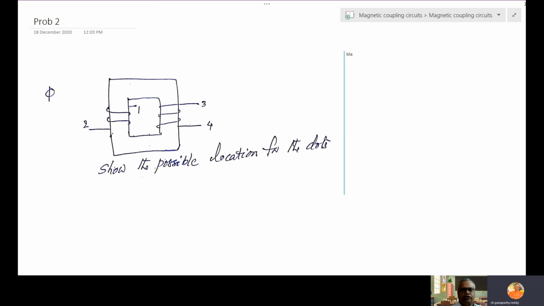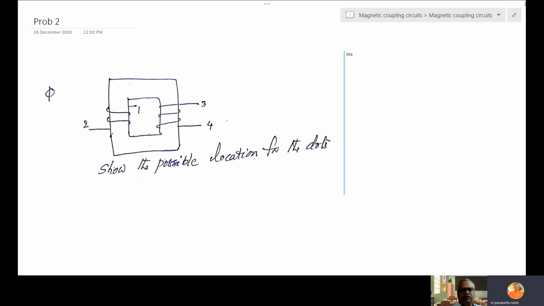Another problem: show the possible location for the dots. So coil 1, 2 and coil 3, 4 are undoubtedly coupled. No doubt they are coupled, but coupling is indicated with the dots. So where to locate the dot? Dot at 1, 3 or 1, 4 or 2, 3 or 2, 4.